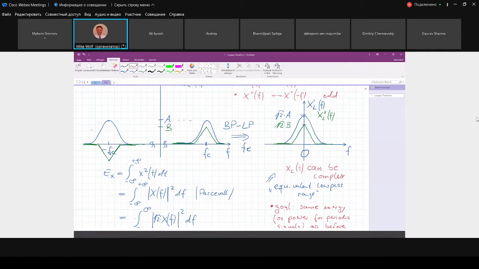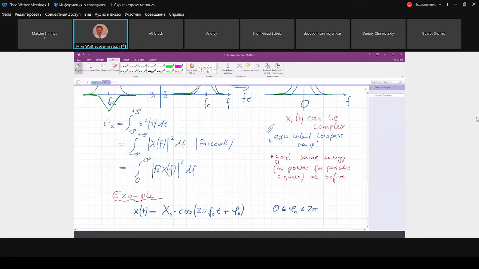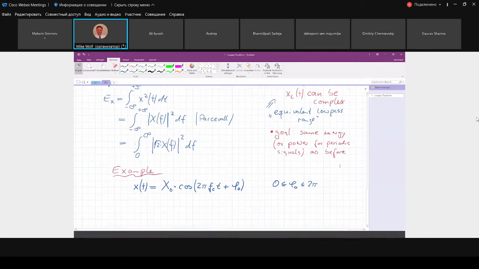So we cannot produce this completely with analog signal processing. Now let's take a look at the spectrum in order to find the equivalent low-pass signal, which is for some phases phi naught complex or pure imaginary, and for others it's purely real valued. The simplest approach is the following. So rewrite this like this. It's x naught by 2.